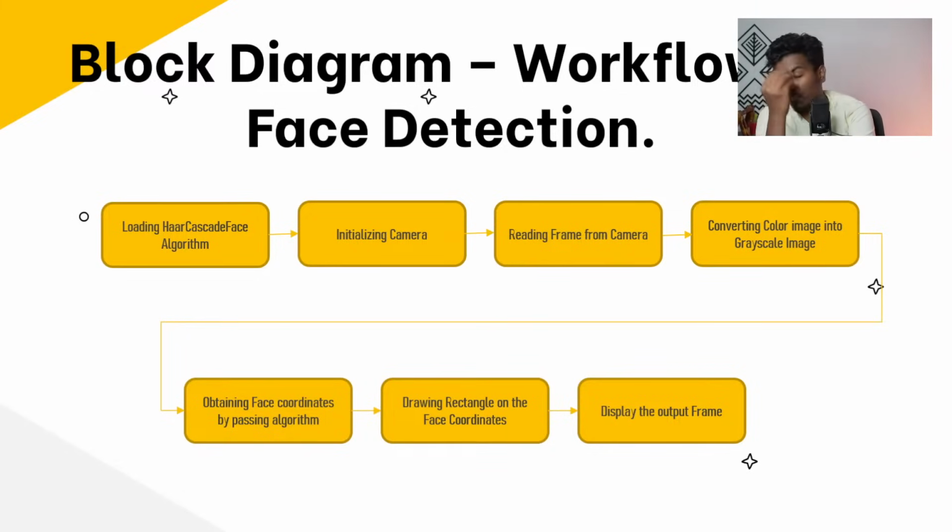So what are all the dots which are present in the image? In the face, those are the facial coordinates which you are going to get. And once the facial coordinates are obtained, you are going to draw a rectangle or square around that face. And finally, the output window will be displayed.